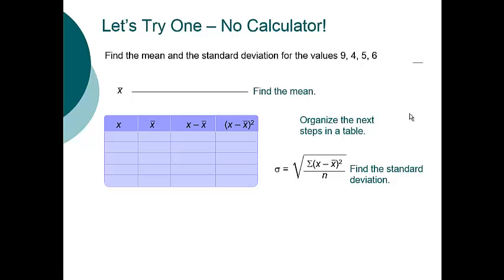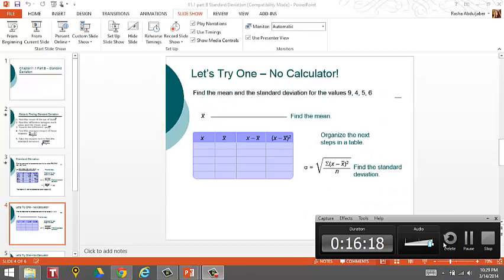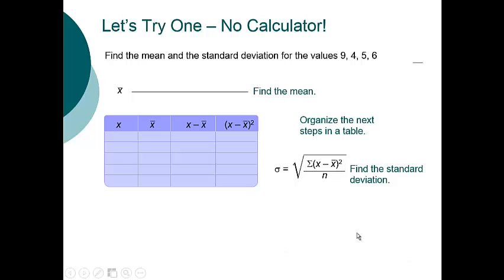So now I need you to try, without using the calculator, to find the mean and standard deviation for the values 9, 4, 5, and 6. So take a couple minutes, try it on your own, and I'll be back. So we need to find the mean and standard deviation for the values 9, 4, 5, and 6.